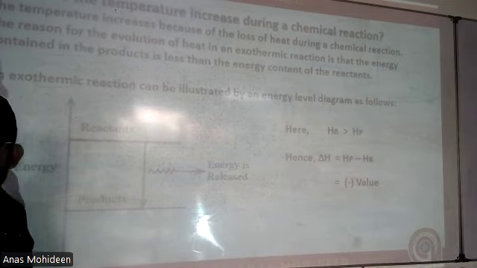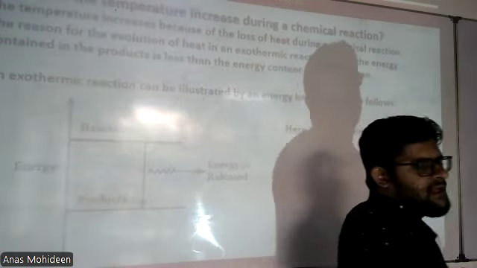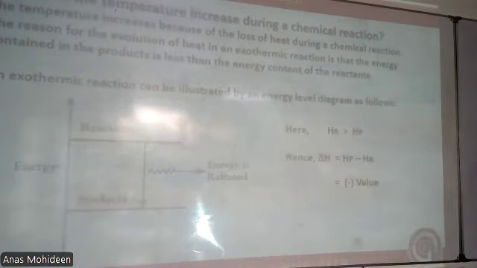Exothermic reactions. Let's read. Hurry up. Now it says, why does the temperature increase during an exothermic reaction? What is the reason? Read. The temperature increases because of the loss of heat during the chemical reaction. Am I right? During the chemical reaction. Exothermic.